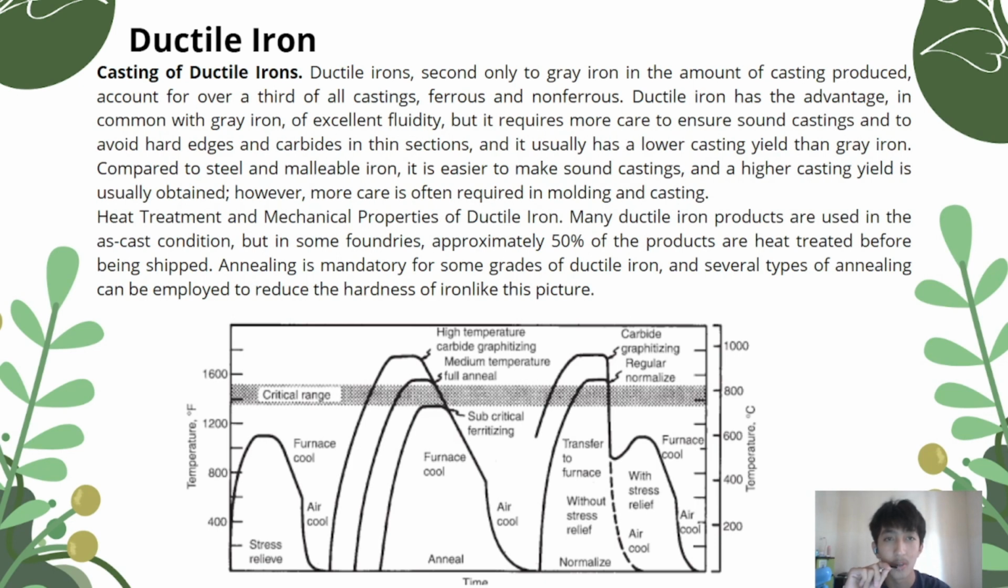Compared to steel, gray iron is easier to make sound castings, and a higher casting yield is usually obtained. However, more care is often required in molding and casting.